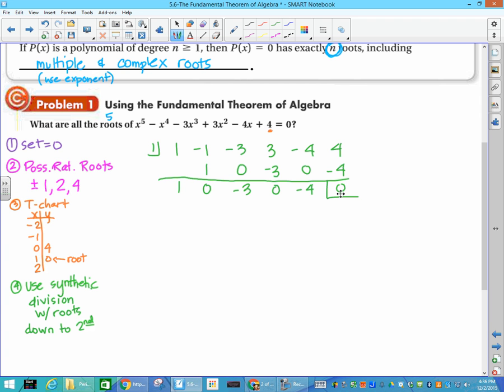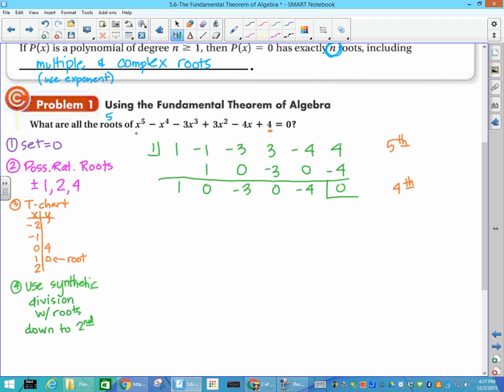So one of the things that I want to point out with that, remember that this is a fifth degree, okay? And so that means this next one right here is a fourth degree. All right, so I have to keep going. So I really need to go back to my t-chart. You can pick a number. You can go to -1, you can go to 2. I'm just going to go to 2 just to see what happens.